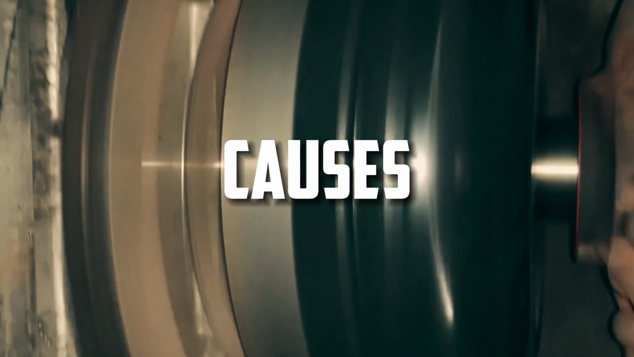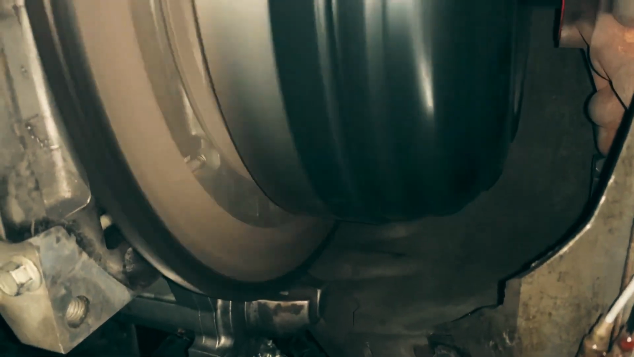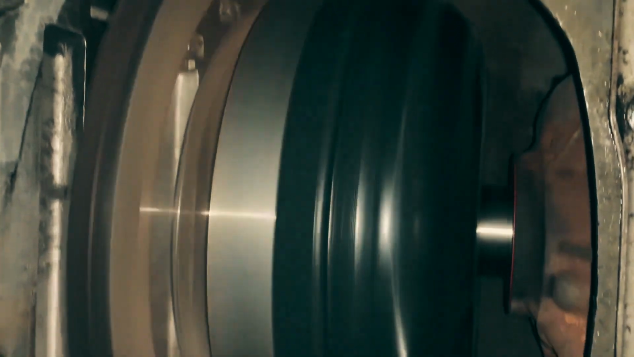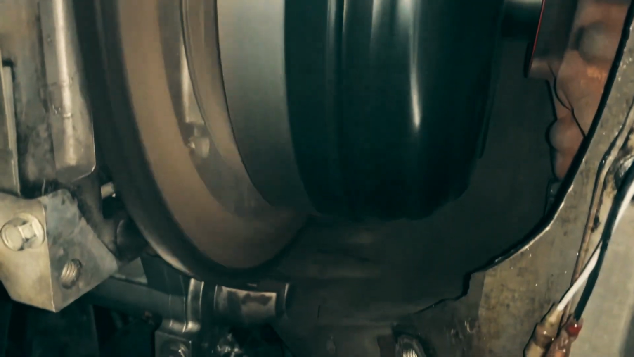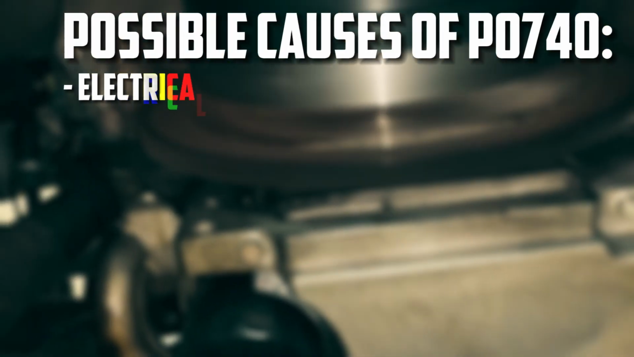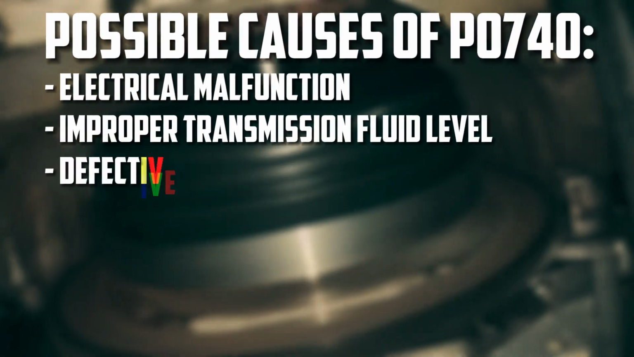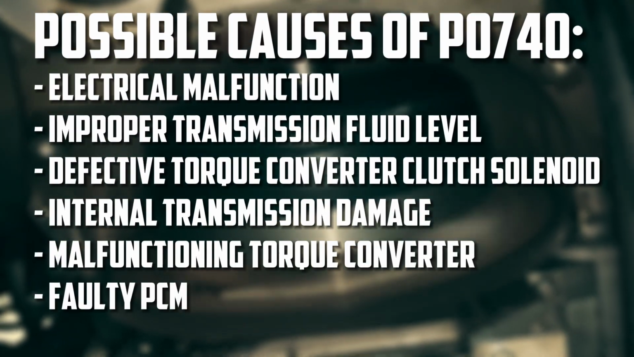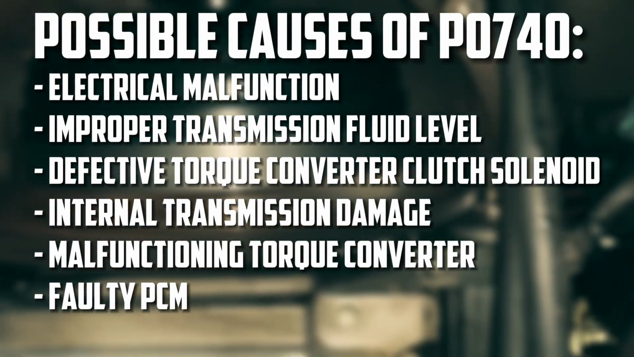Causes. Although there are many other potential causes, it's common to assume that the torque converter clutch is the problematic component because this trouble code has to do with it. Here are some to think about. Electrical malfunction, improper transmission fluid level, defective torque converter clutch solenoid, internal transmission damage, malfunctioning torque converter, faulty PCM.